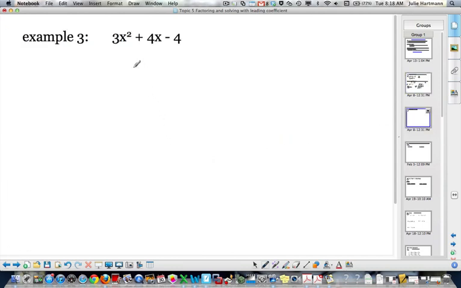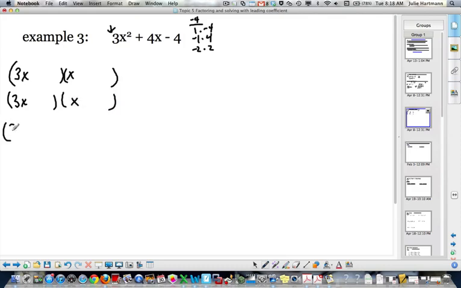3x squared plus 4x minus 4. So this one, I know that I can multiply to get 3. If you're just going to guess and check, you can multiply to get 3 by doing 3x and 1x. Okay, that gives you 3x squared. Now, to multiply to get negative 4, this is going to be tricky because it could be 1 times negative 4, negative 1 times 4, or negative 2 times 2. So we can try all the different combinations. So what you can do is set this up multiple times.